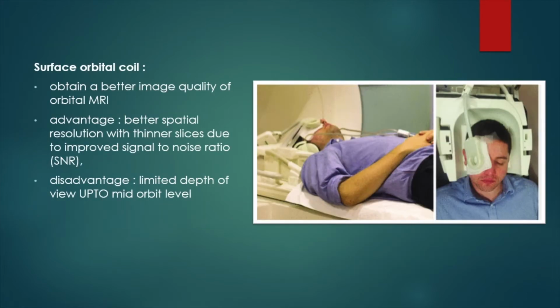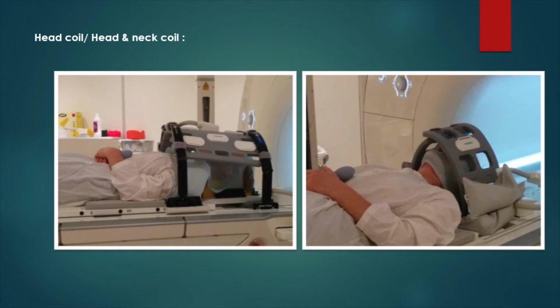So these are surface orbital coils, and this is used to obtain better image quality of orbital MRI. The advantage is that it produces a better spatial resolution with thinner slices due to improved signal to noise ratio, and the disadvantage is that it provides a limited depth of view up to the mid orbital level.